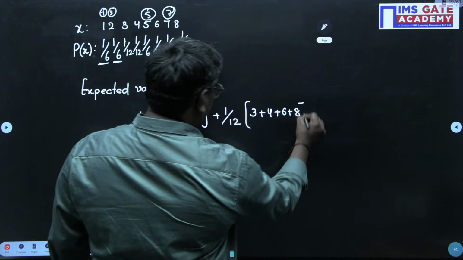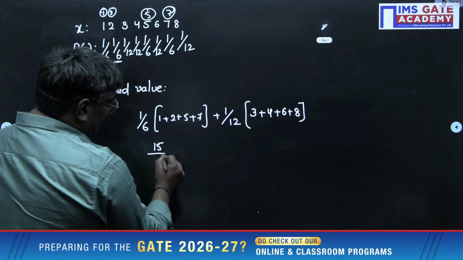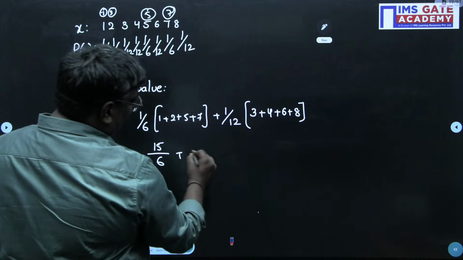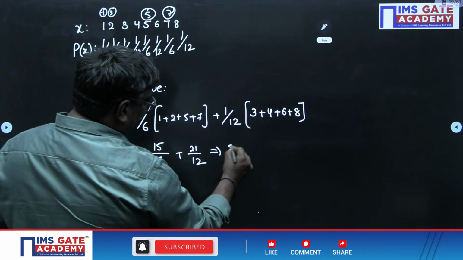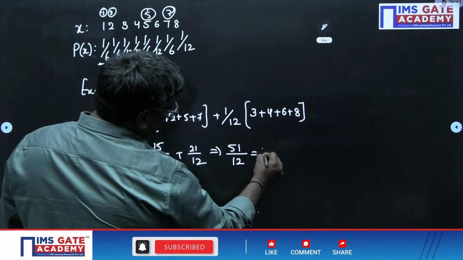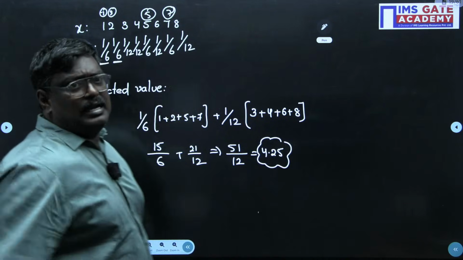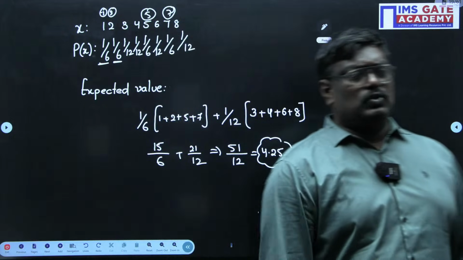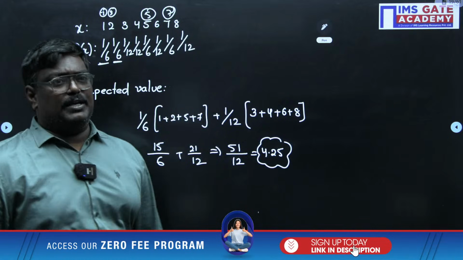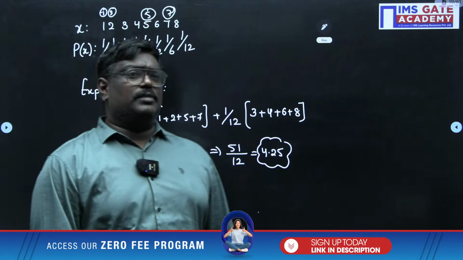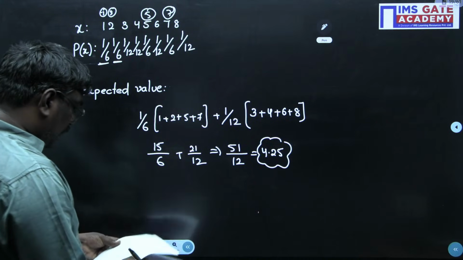So if I see here, 1 plus 2 is 3, 5, 8, 15. So it is 15 by 6. And 3, 7, 13, 21, so 21 by 12. Taking LCM, 30 plus 21, it is 51 by 12, which is equal to 4.25. So the answer is 4.25. I hope you are clear. As far as the mathematics paper is concerned, if you know the concepts, it is easy. But some questions are a bit lengthy, that is for sure.